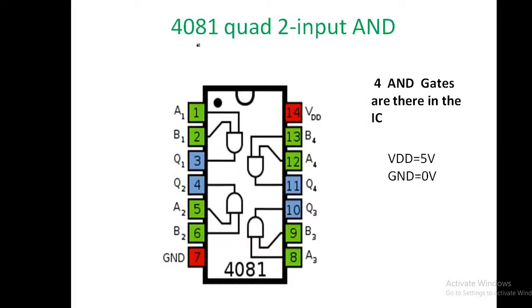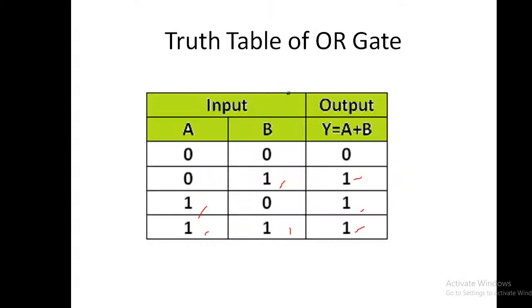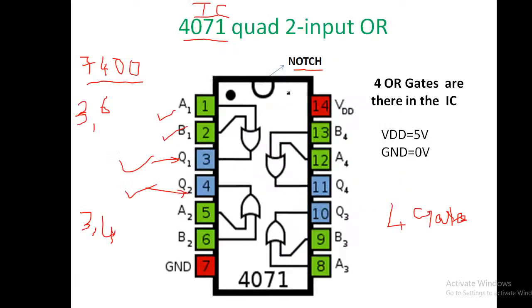Now come to the second gate, that is 4081. 4081 is basically a 2 input AND gate. Okay, so in case of 2 input AND gate, same thing we will notice. One thing I missed out, I should have told this. The two vital points that I have missed out, what are those points? The power supplies, right? VCC or VDD and ground.